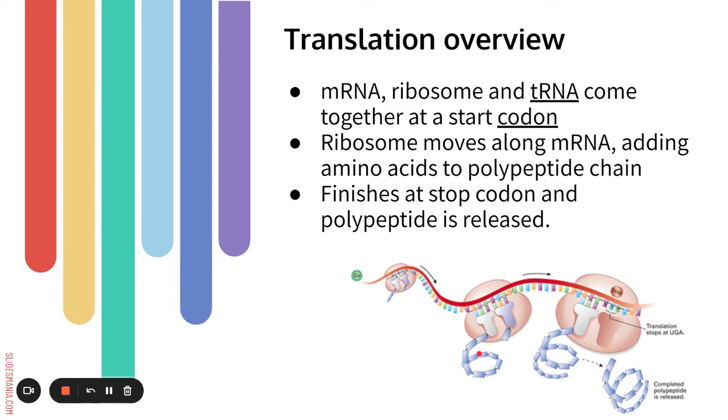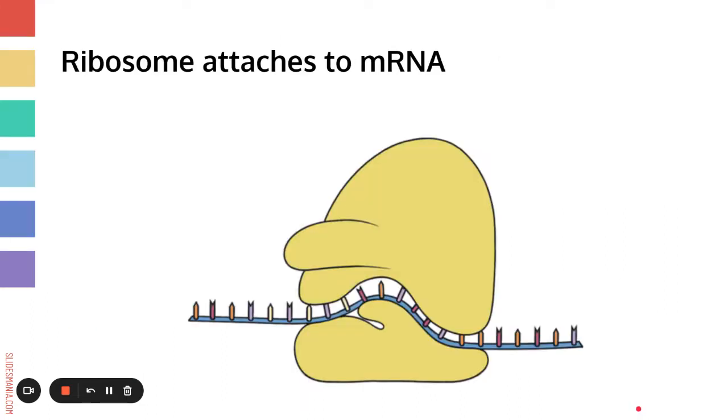And then the final step is that we're going to finish at a stop codon, and the polypeptide will be released, so it'll come off of the ribosome. So let's go into a little bit more detail about how this is going to happen.